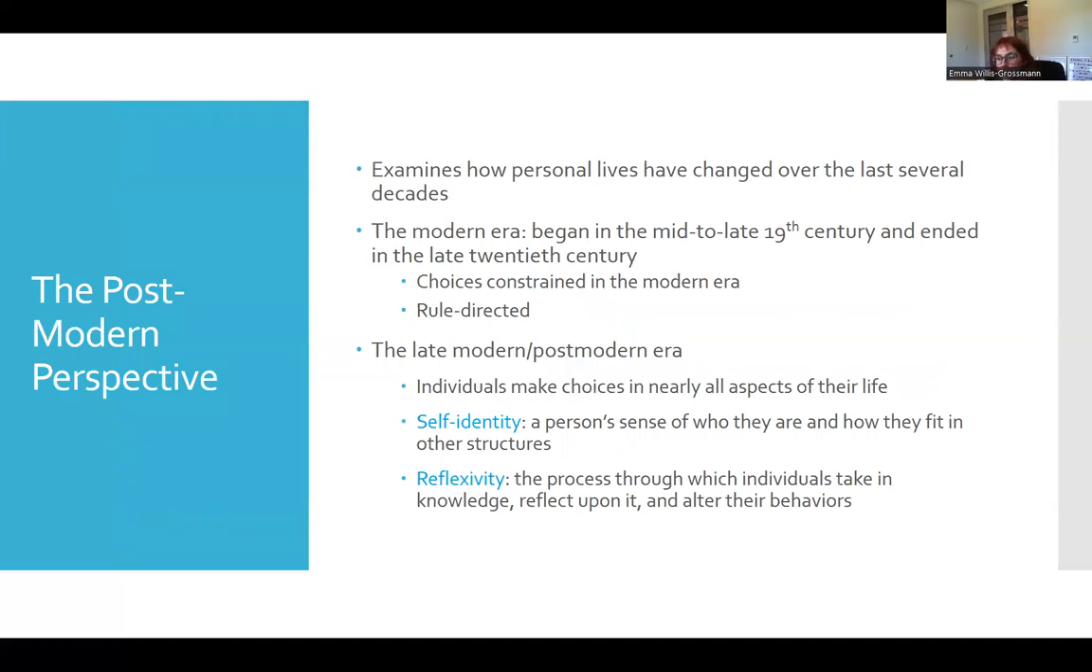The postmodern perspective examines changes over the last several decades and how these changes have affected both individuals and families. In this perspective, the mid to late 19th century would be considered the modern era. During this era, choices were often directed by rules or dictated by society and culture and what was expected of everyone, which led to minimal decision making. So, for example, men often took on the trade or jobs that their fathers did or their grandfathers did, and women typically became wives and homemakers since they had very minimal career options available to them.